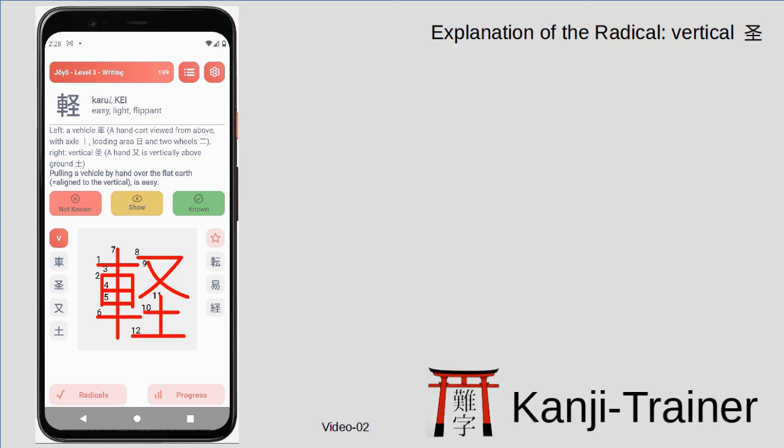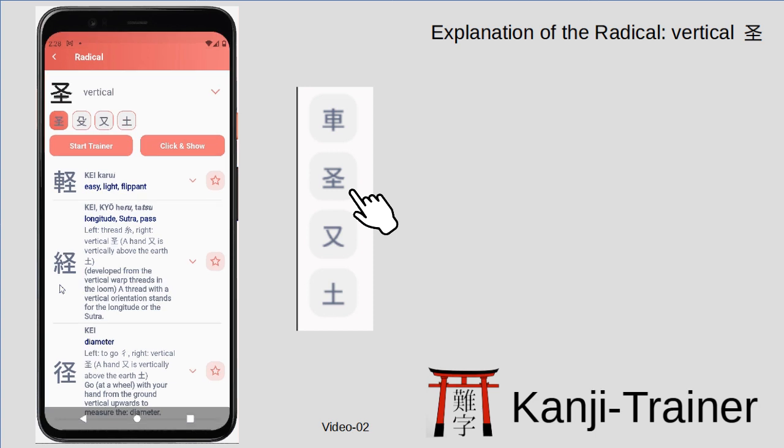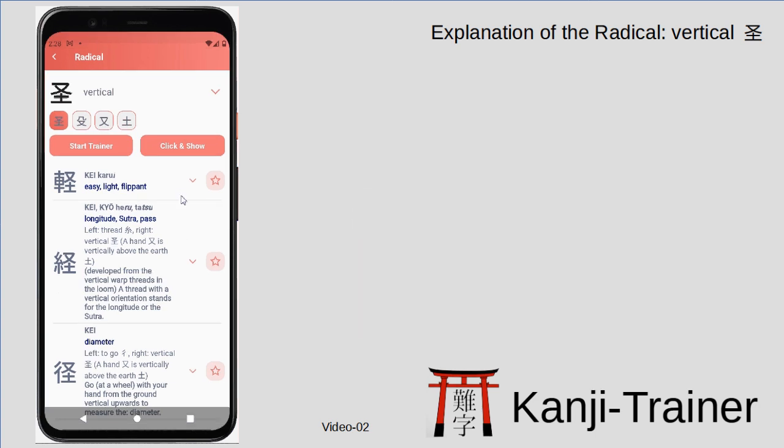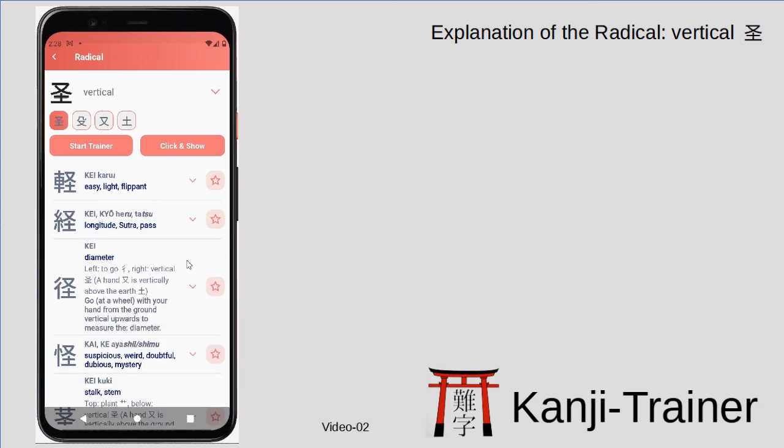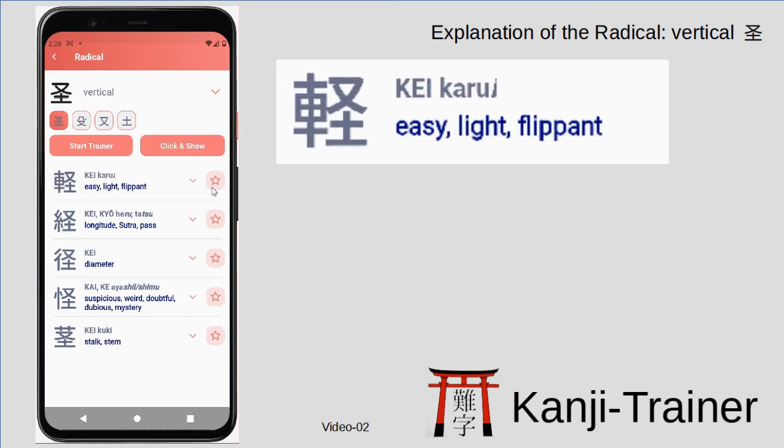At the left of the drawing field, we have the radicals which are used in this kanji. The upper one is the radical for vehicle, but let's go to the second one, which is the radical for vertical. I click on it and come to a follow-up page which shows the usages of this radical in the different Joyo kanji. The first entry is the kanji for easy or light, which we just discussed.